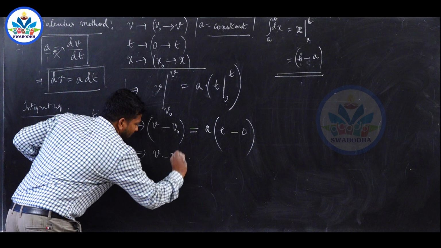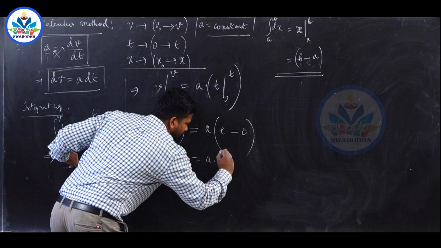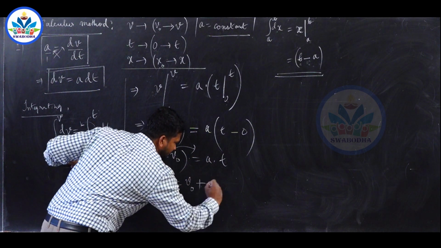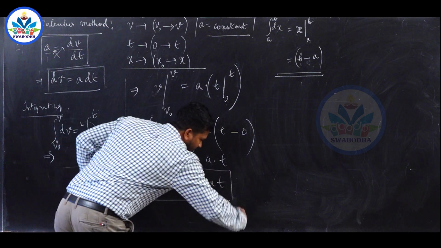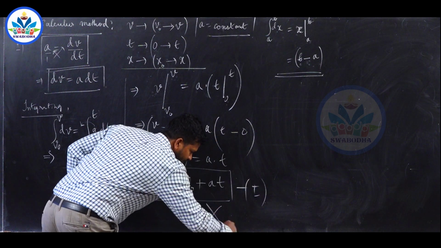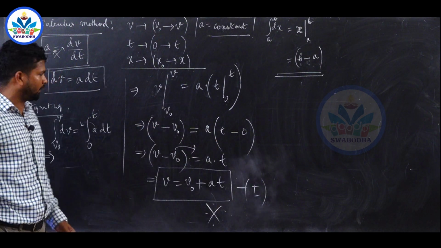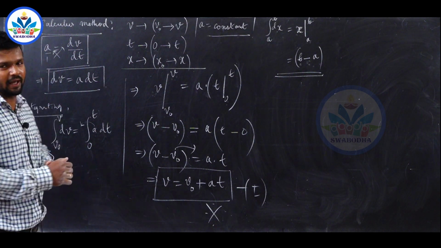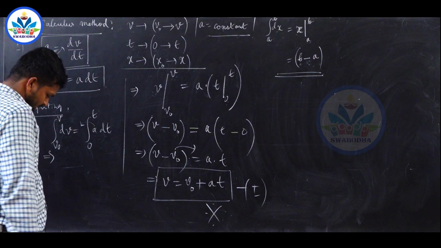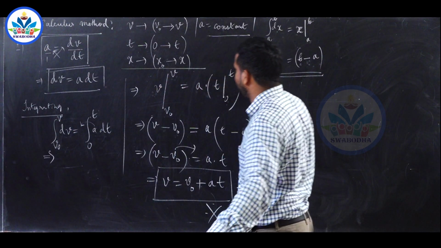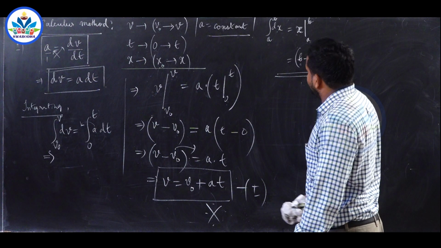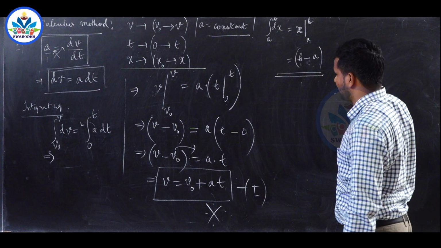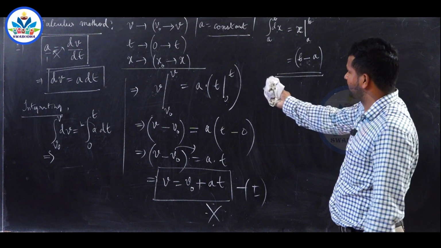Yes, v minus v naught equal to a into t. Yes, you end up with the first equation, v equal to v naught plus at. This is the first equation, v equal to v naught plus at. This is actually the calculus method. This method is very useful. It has more advantages over the graphical method. Okay, this is all about the first equation.